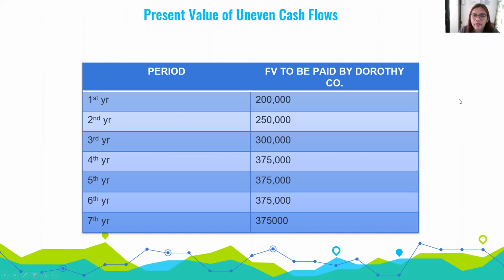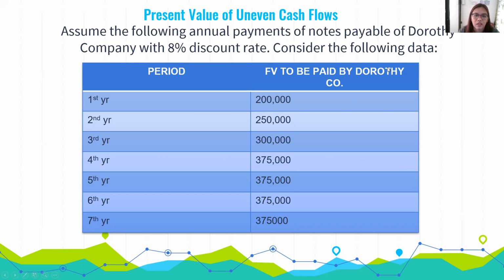Okay. What if it's like this? An uneven cash flow. Assume the following annual payments of notes payable of Dorothy Company with an 8% discount rate. Consider the following data. Okay, considering the following data, so here it is now. 200, 250, 300, 70, 75 up to year 7.